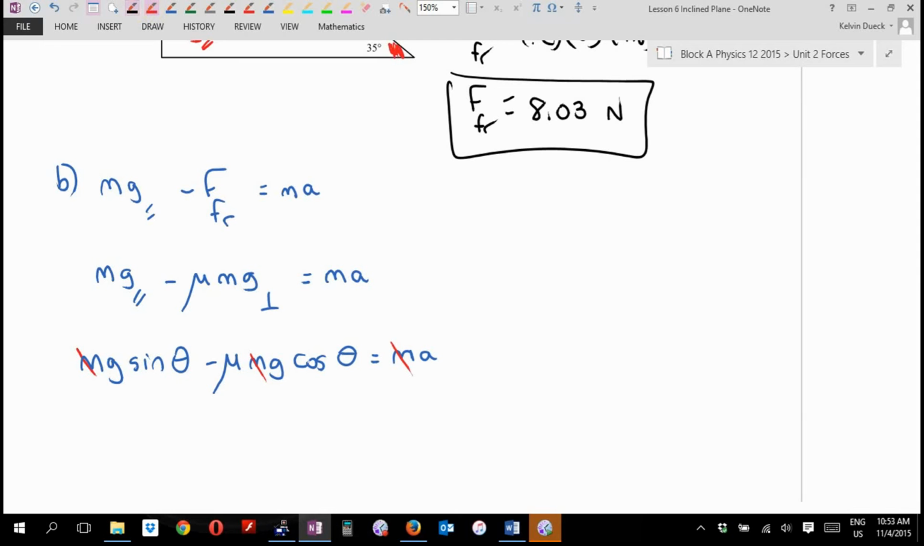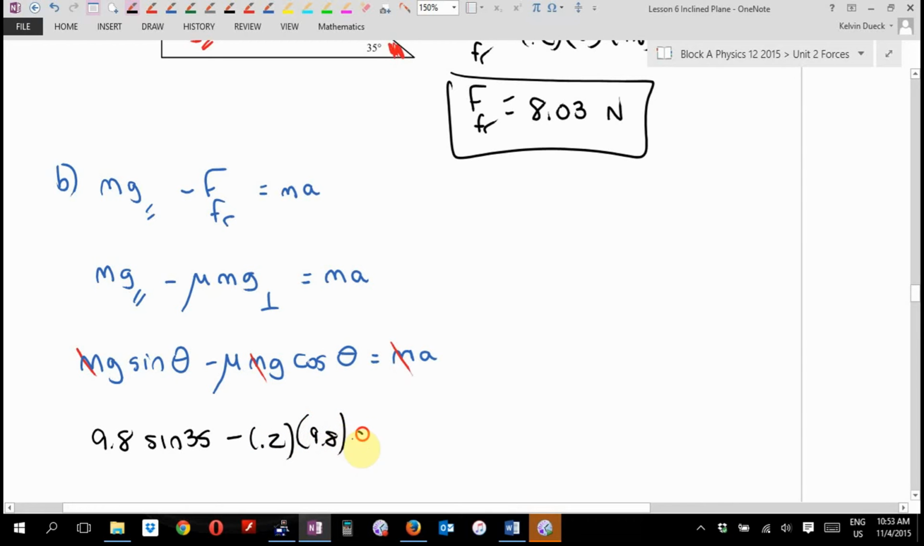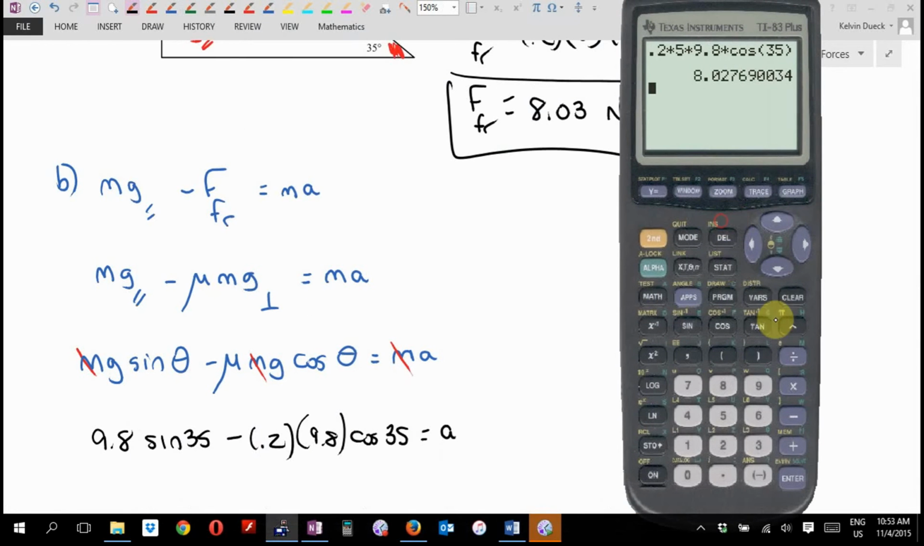Oh, what's g? 9.8. Sine theta is 35? Minus, what's mu? I don't know. What's mu with you? 0.2? 9.8 cos 35? You know what? If you have a good calculator, this should be fairly easy for you to just type in one fell swoop. 4.01? No, 4.02, if I round off properly, yes?